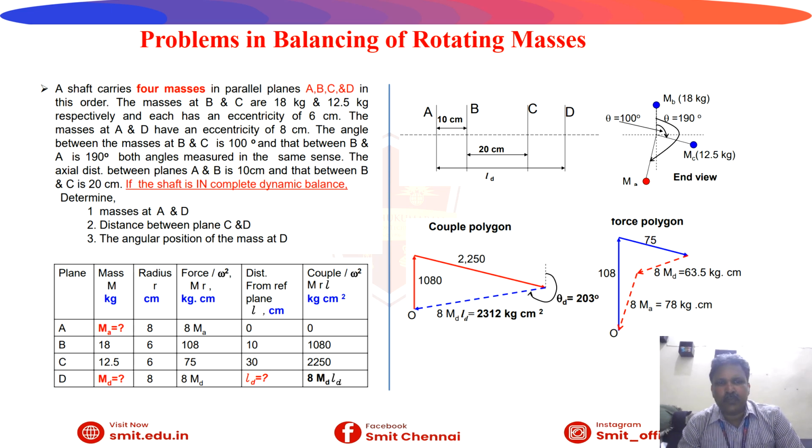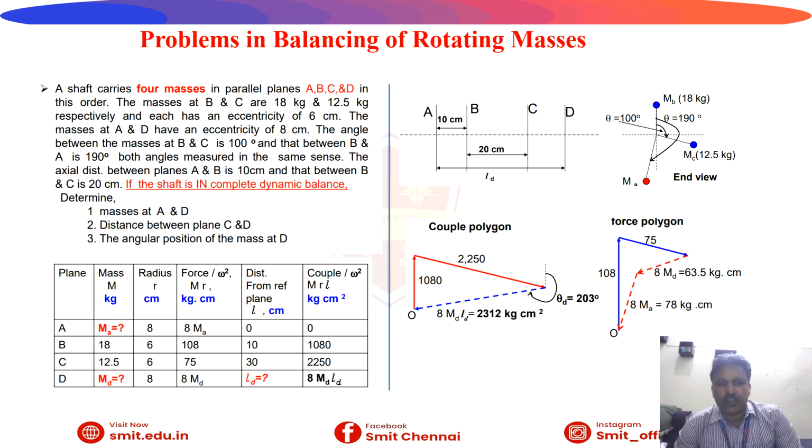The axial distance between the planes A and B is 10 centimeter and that between B and C is 20 centimeter. If the shaft is in complete dynamic balance, then determine the masses at A and D, the distance between planes C and D, and the angular position of the mass at D.